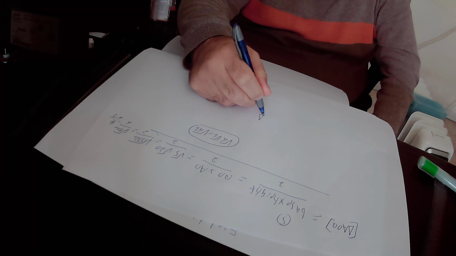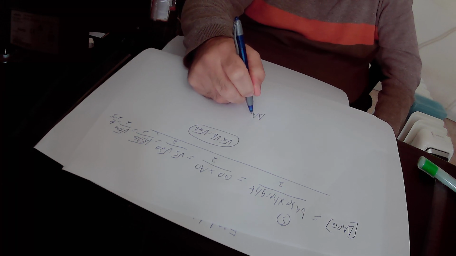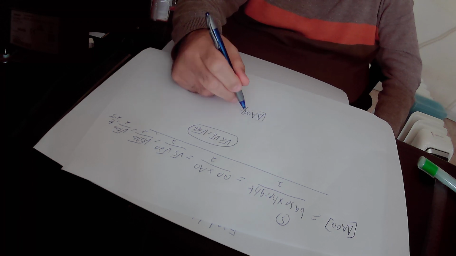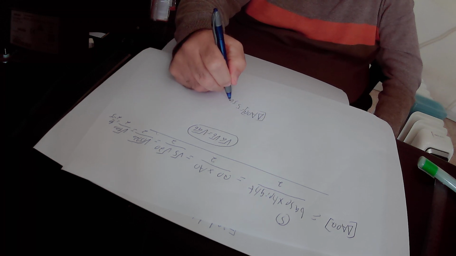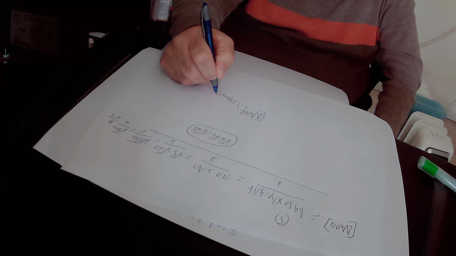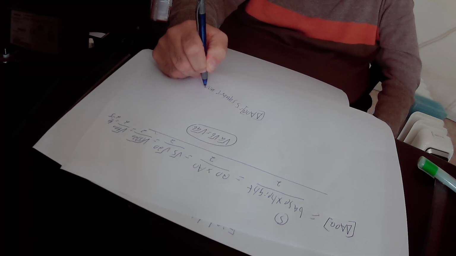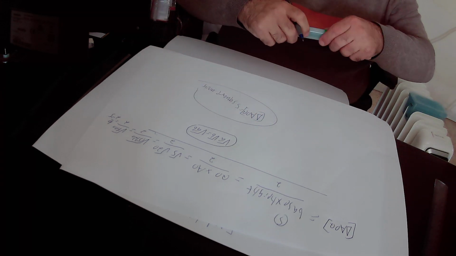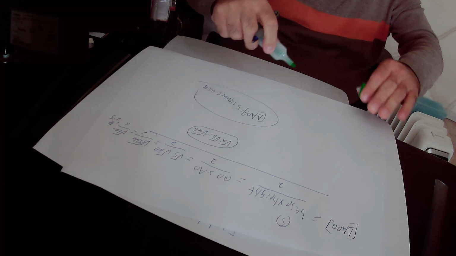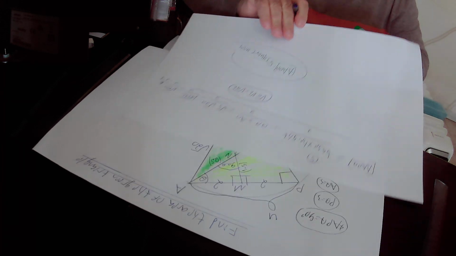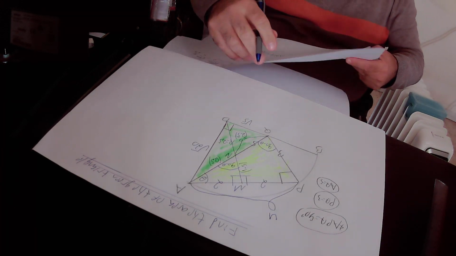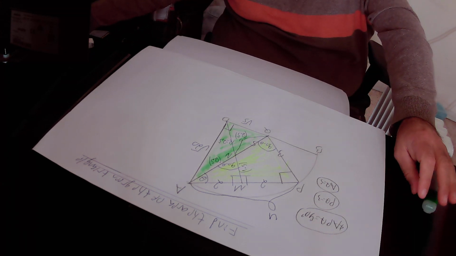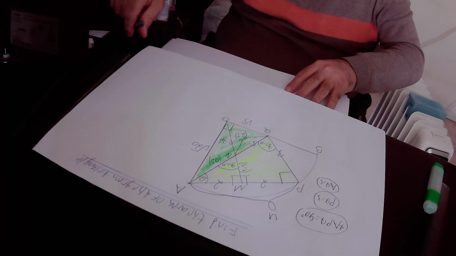So we found out that the area of the green right triangle AOQ equals 5 square units. Repeat again. The area of this green right triangle AOQ equals 5 square units. In the next step, I'll summarize the lecture.